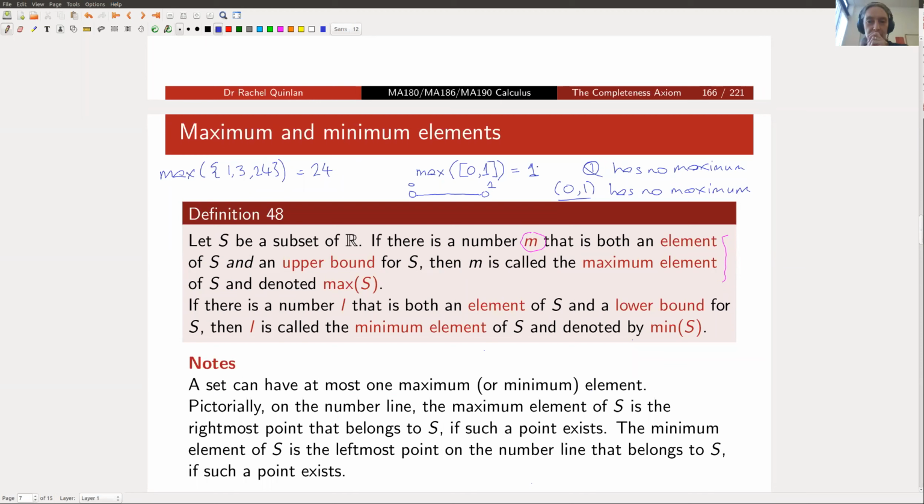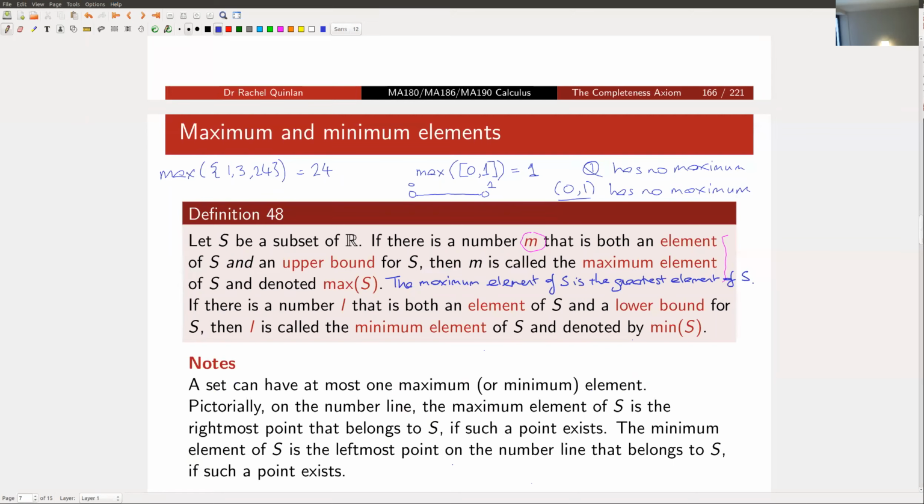So that's what a maximum element is, and technically, if there's a number m that is both an element and an upper bound for the set S, then it's called the maximum element, denoted max S. But a more intuitively appealing way to say that, which would make sense to probably most of us, would just be to say the maximum element of S is the greatest element of S. And if you use that as a definition, that's absolutely fine. If S has a greatest element, that's its maximum element.